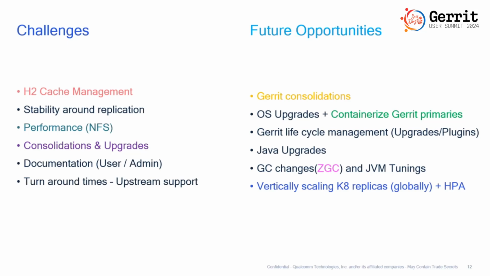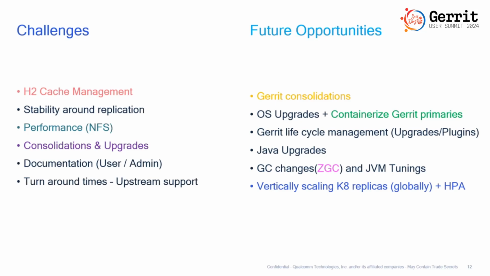Future opportunities. As I mentioned, it's a challenge, but we have to continue. We have to do the consolidation so that the maintenance cost will be reduced. There is an OpEx tied with it, so we are considering it as an opportunity here. Primaries are not containerized today. They're all running on bare metal with Chef. So the plan is to go with containerizing next year.